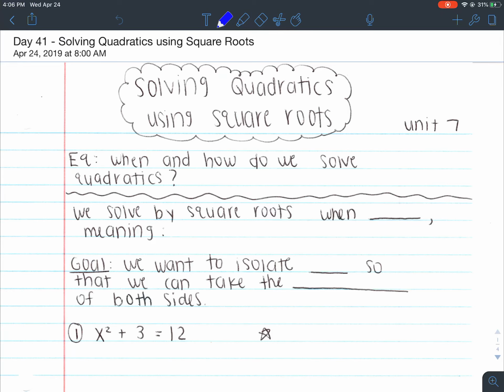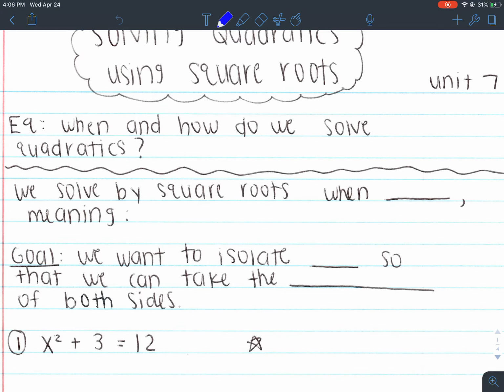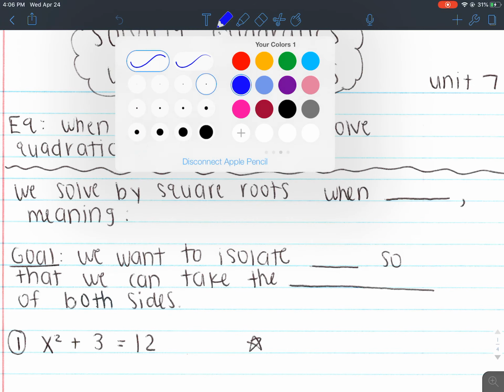Every time we're solving a quadratic, remember we're always looking for the solutions, which means we're looking for the x-intercepts. Every time we're solving and we get x by itself, it means we have found the x-intercept. Our essential question is when and how do we solve quadratics? There are certain methods that are easier than others, of course. Graphing probably isn't on the top of your list for easiest method.